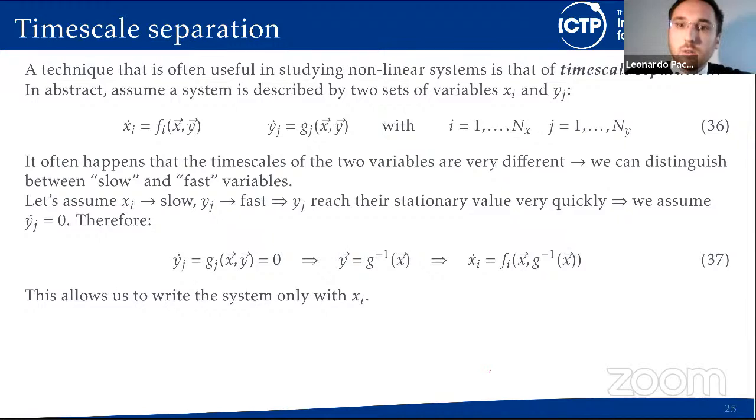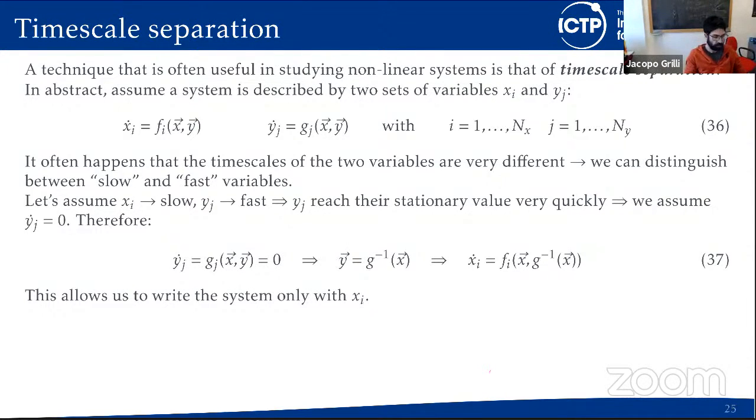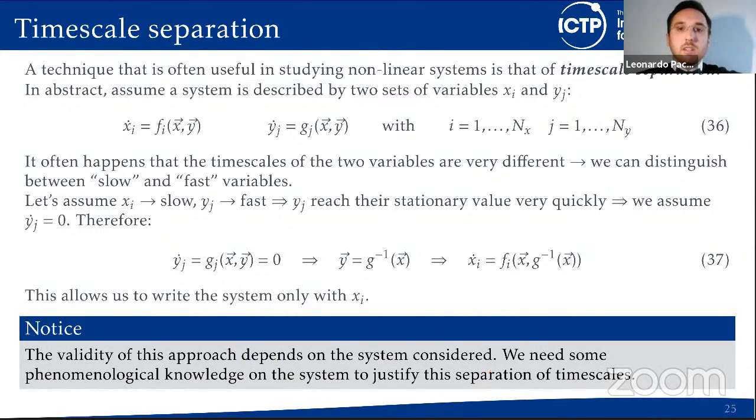I don't think I have understood if that was a question or not. Okay. So again, let me repeat that this is an approximation that cannot be done in any case, but it depends on our knowledge of the system. In the example I've given you before of rats and elephants, we have to know already that rats reproduce much faster than elephants. In any case, we need some phenomenological knowledge of the system to justify this approximation.